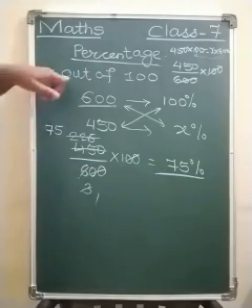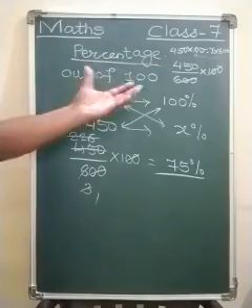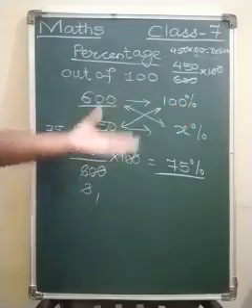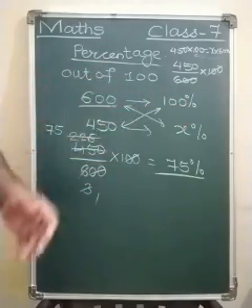So percentage means out of 100. Here what we are doing is comparing the 450 marks with 100%. This is another way of comparing the quantities.